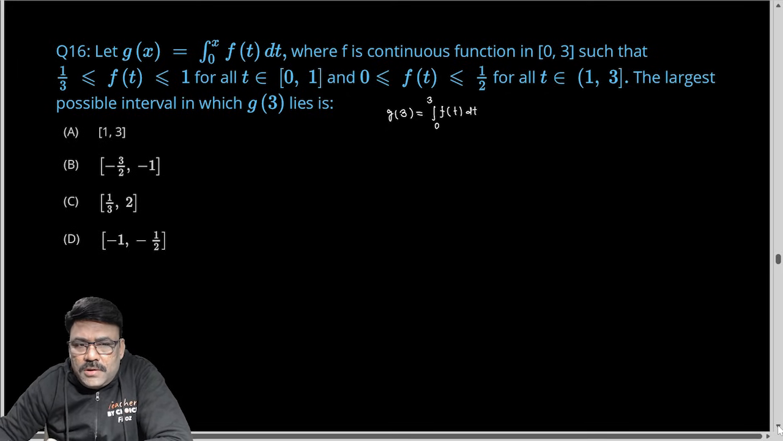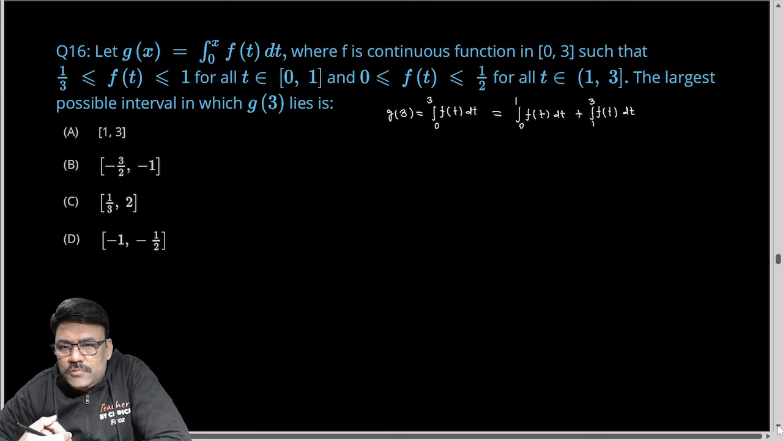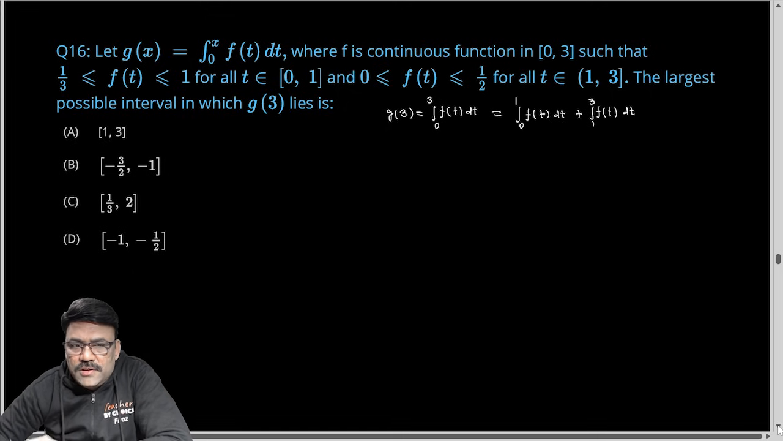Right? We can see that in 0 to 1, f(t) lies between 1/3 and 1. And in 1 to 3, f(t) lies between 0 and half. So I will break this into intervals: integral of f(t) dt from 0 to 1, and integral of f(t) dt from 1 to 3.